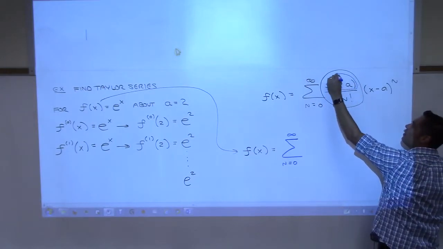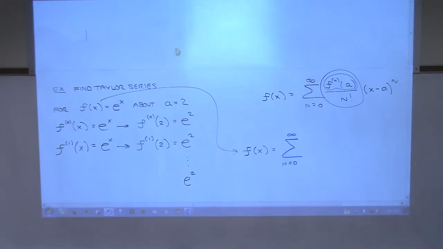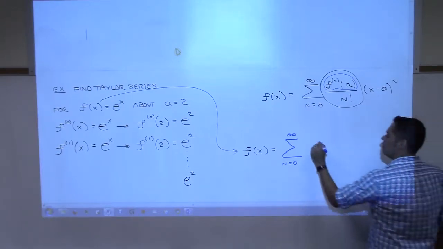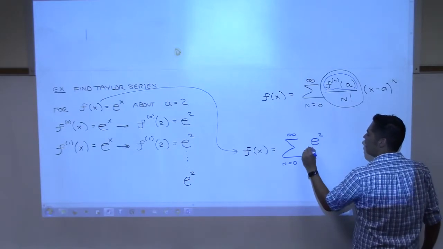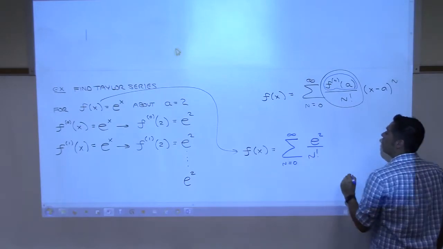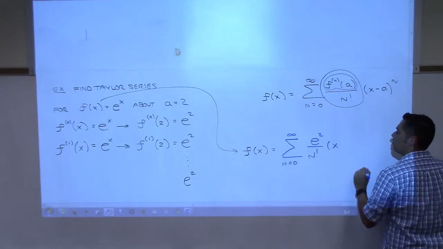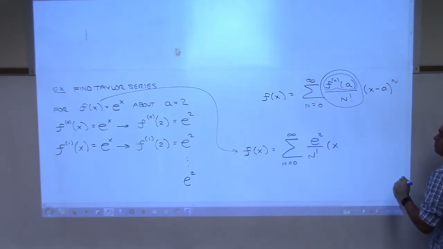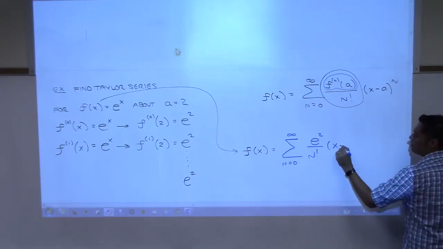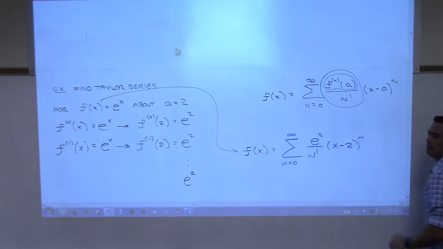What is this right here for us going to be? That's e squared. Okay, it's never changing. It's always e squared. And then we still have over n factorial, right? And then a little bit of a change here: x minus 2 to the n. That's our Taylor series.